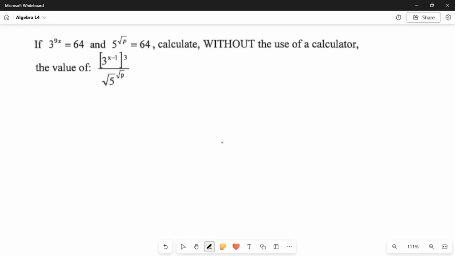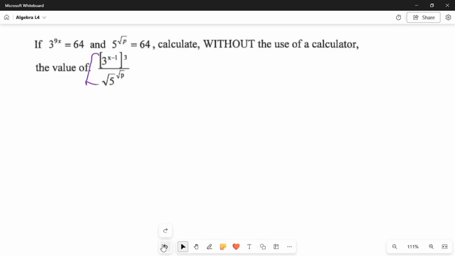Alright, grade 12. So in this video, we are required to calculate the value of this expression without using a calculator. As I already mentioned in the previous video, it is important for you to understand the laws or the rules of exponents for you to be able to answer these questions. So without wasting time, let us solve.